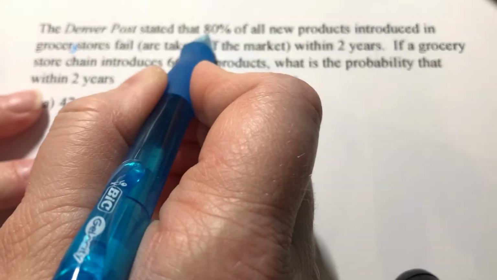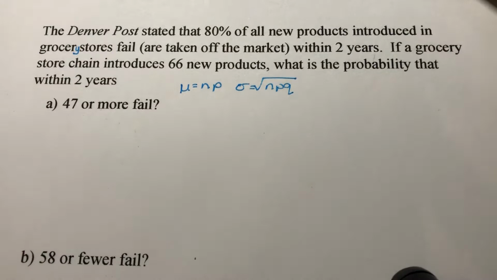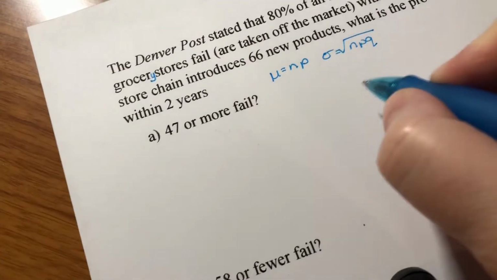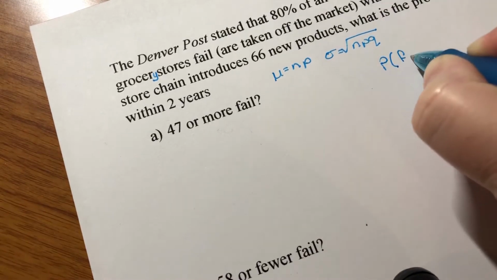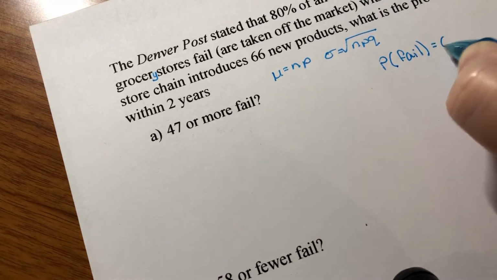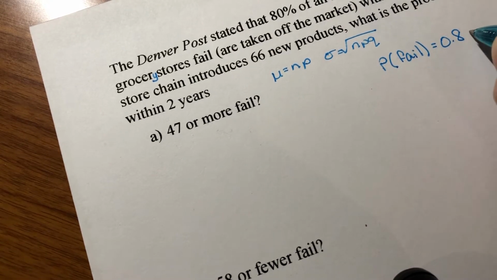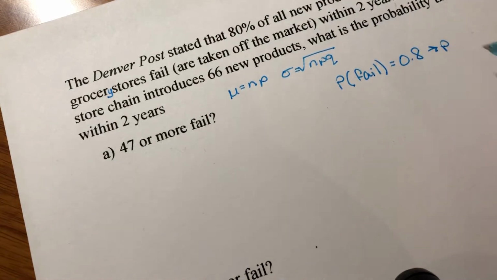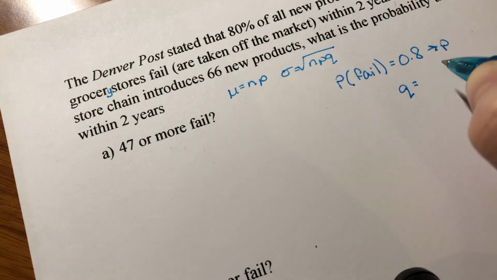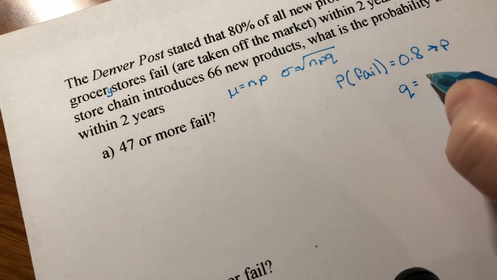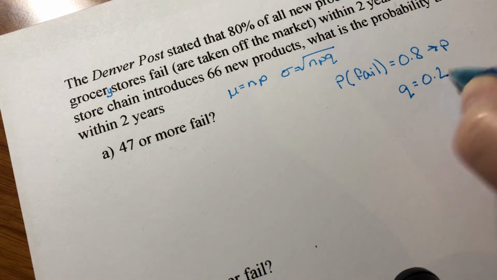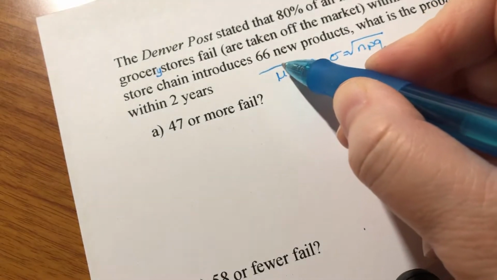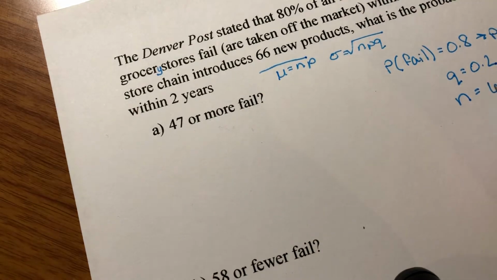If we notice, the probability of fail is 80%, or 0.8, which happens to be our p on the first one, because we're still talking about fail. That means q, which is our probability of they don't fail, would be 0.2. And then n, if you look up here, they introduced 66 new products. So our n is 66.